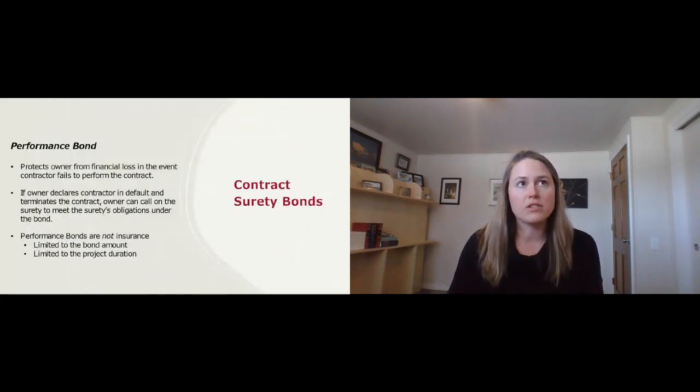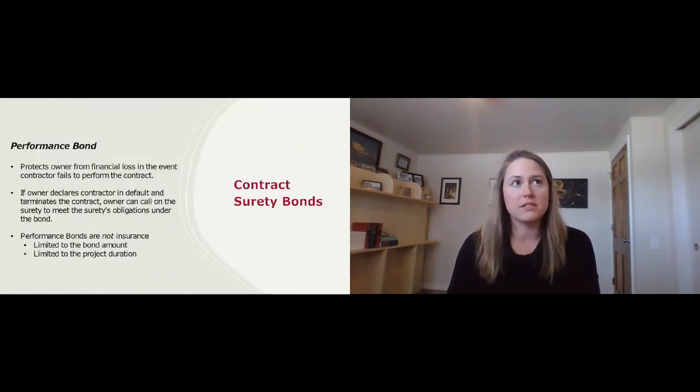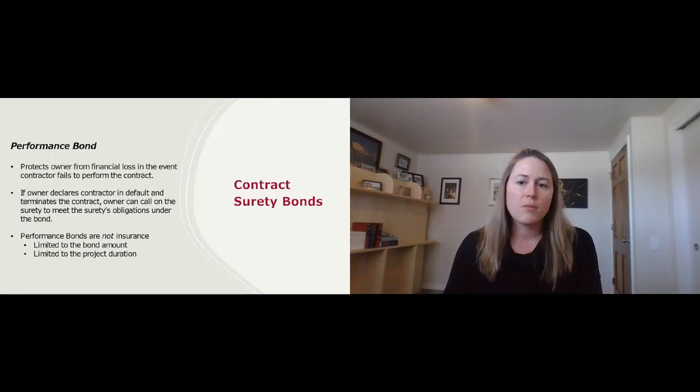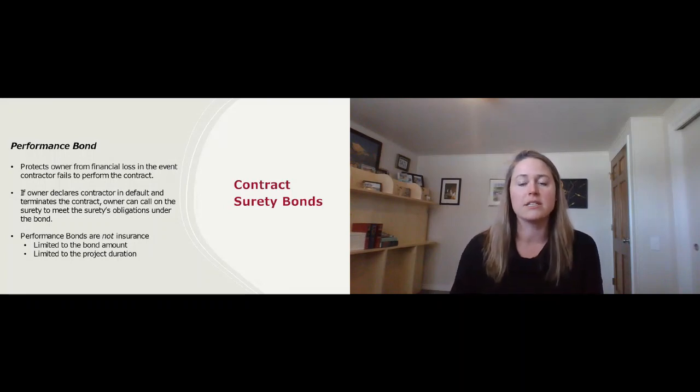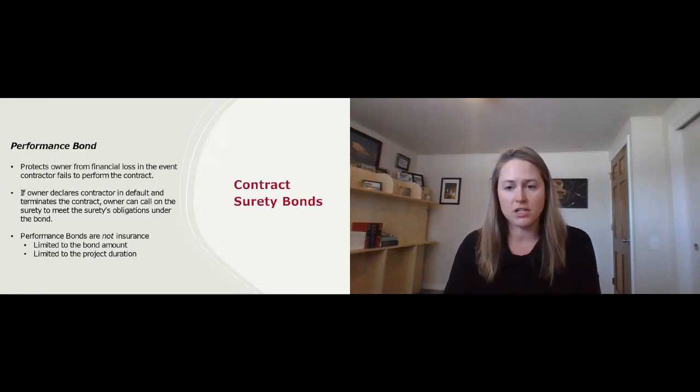So we're going to talk about just three different kinds of bonds. Performance bond is one type, there's payment bonds, and then bid bonds. Performance and payment bonds are usually the ones you hear about the most. Performance bonds are issued by one party to the contract to the other party as a guarantee against the issuing party's failure to meet their obligations under the contract, or to deliver on the level of performance specified in the contract.